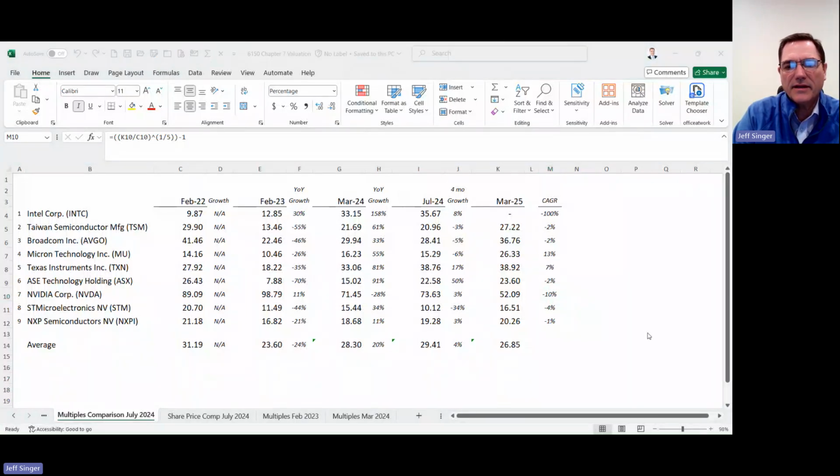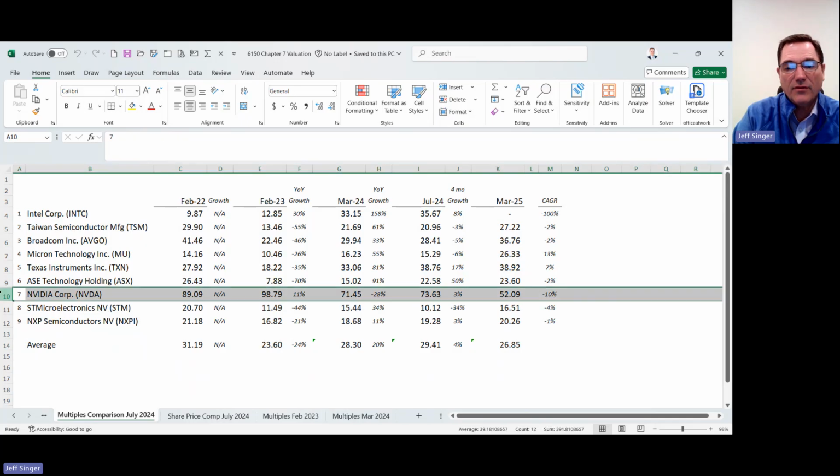Okay, so as you look at this spreadsheet, this is as of today. We did July 2024 in there, and you can see the average PE was 29.41. And as of today, this same group right here, the average was 26.85, which is getting closer to the February 23 numbers. But the big difference, of course, is NVIDIA, which has really come down over the years.